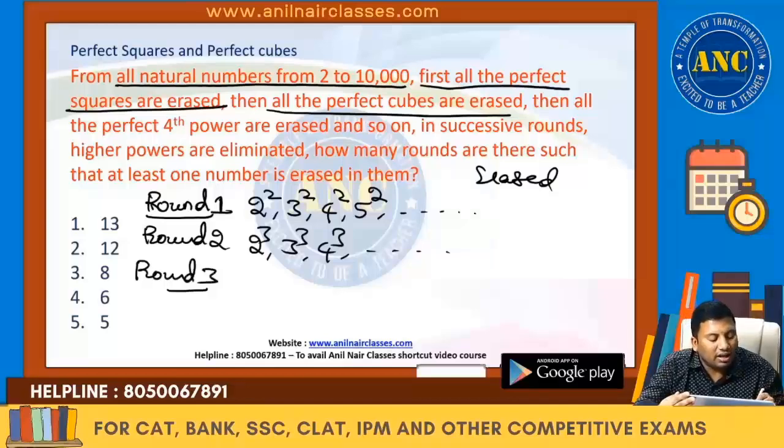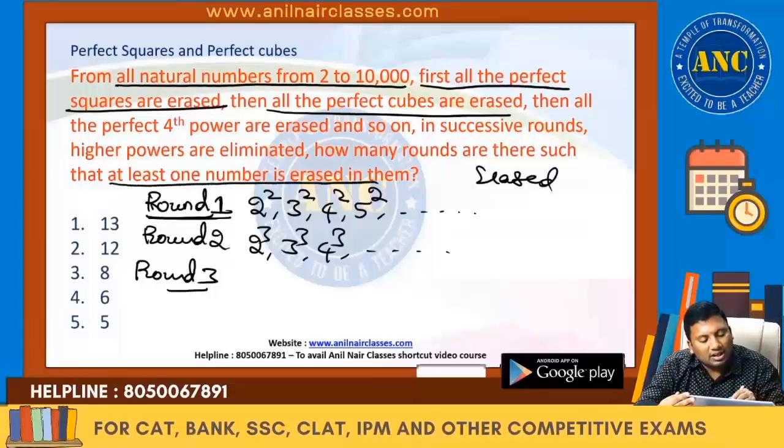See, I cannot take 2 power 4 because 2 power 4 already came in round 1. Fourth power is nothing but the second power, right? At least one number is erased in them. Round 1, all the perfect squares are erased. Round 2, all the perfect cubes are erased. In round 3, you cannot erase fourth powers because fourth powers are already erased.